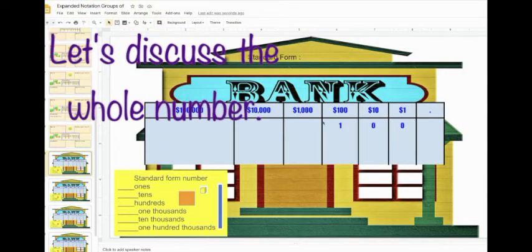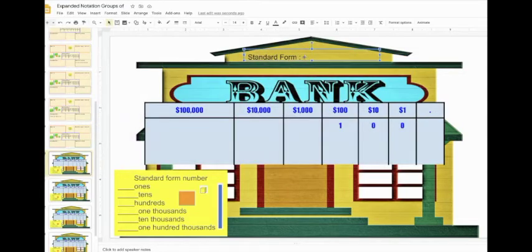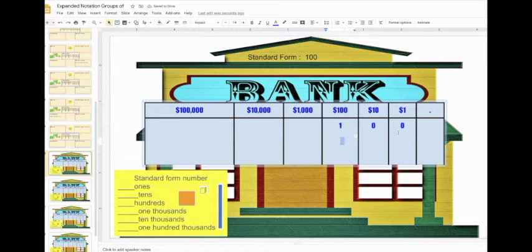So this whole number is 100. So I'm going to type that up here because that's the number we're looking at. So I have a $100 bill. How many ones is that? Well, before you decompose and say, oh, there's zero ones, I want you to think about the whole number and not the digit in the ones place.